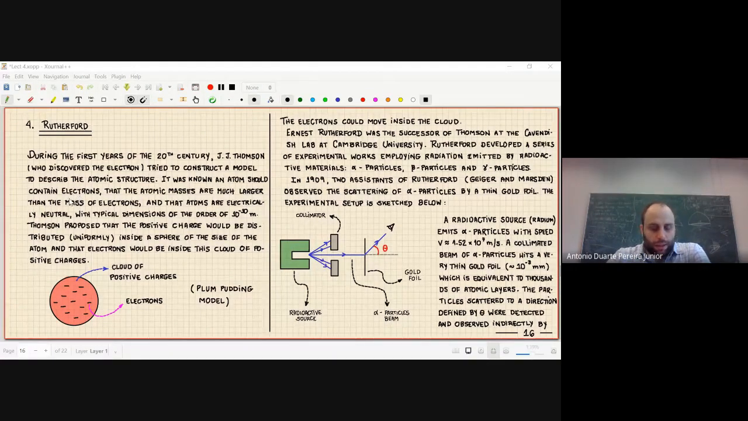The electron has a negative charge, and Thomson discovered the electron and tried to describe an atomic model. By that time, it was known that the atom should contain electrons, which are particles with negative charge, and that the mass of an atom... Elisa, I see your question. I will take questions later, okay?